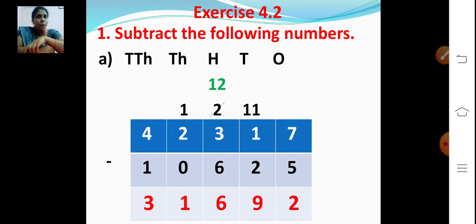Exercise number 4.2. Subtract the following numbers. Copy down in your notebook, children. Yes, shall we start to subtract now?